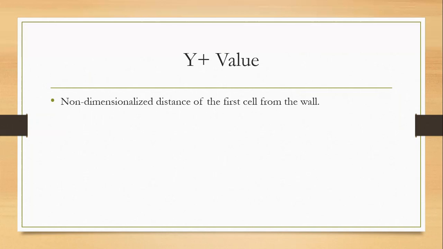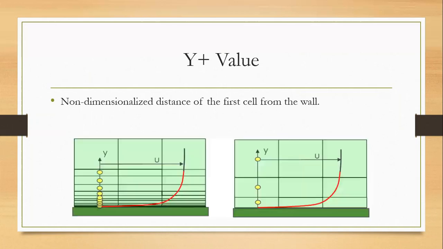So what is this y plus value? It is the non-dimensionalized distance of the first cell from the wall. I will tell you what that means. In any turbulent flow, you will see that a boundary layer is formed. This happens in every turbulent flow, as it interacts with the wall. So we are concerned with the first cell.